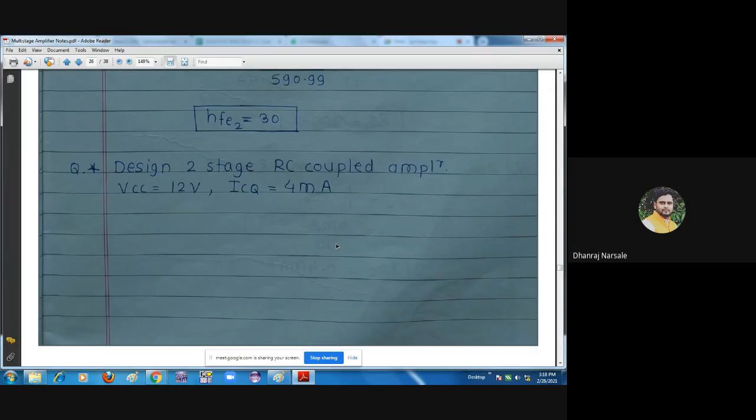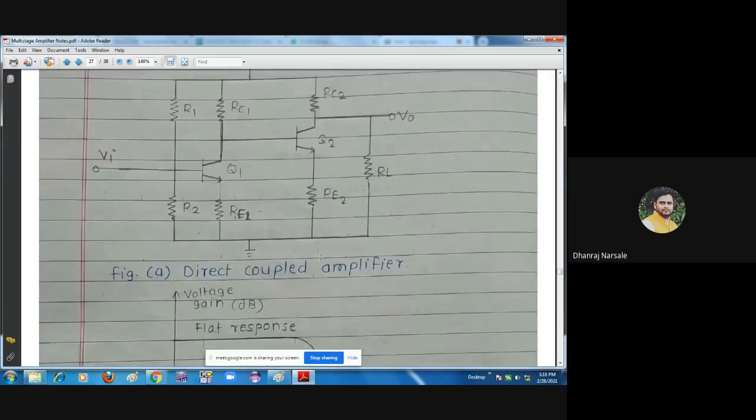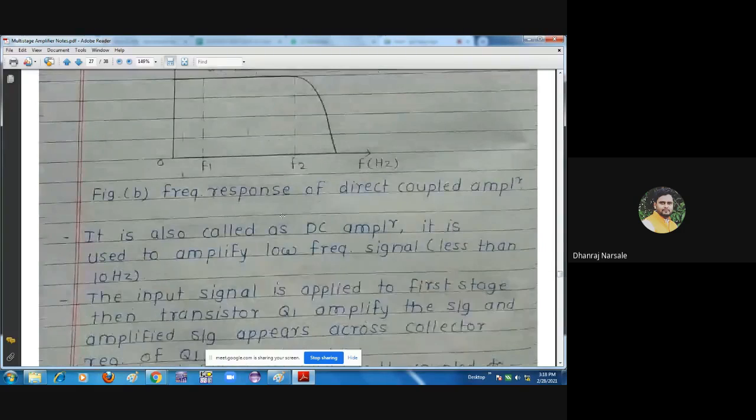Okay. So in the last lecture, we started the second problem based on the direct coupled amplifier. In the direct coupled amplifier also, we have seen step number 1 and step number 2.